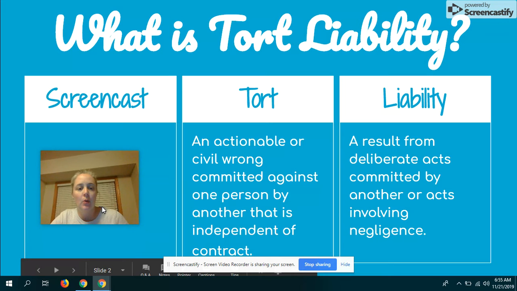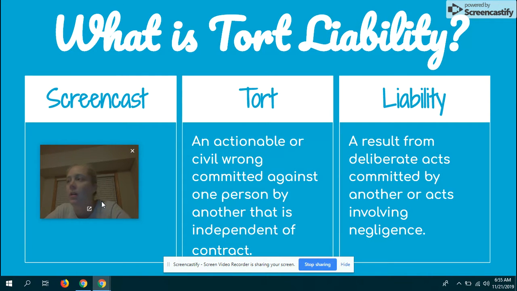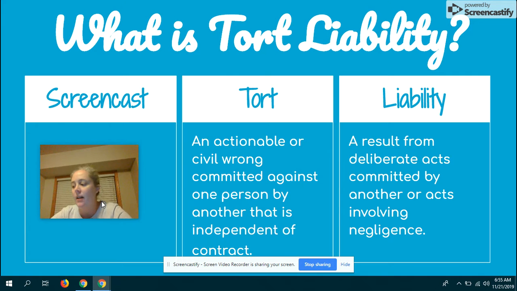So, what is tort liability? It's an actionable or civil wrong committed against one person by another that is independent of contract. It involves state law, and it's based on the idea that people are accountable for their actions. There are two types of tort: intentional versus negligent. When we're talking about tort liability, we're talking about a wrongdoing, and the liability is the result from the act that's committed involving negligence.